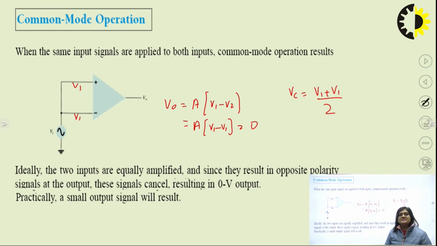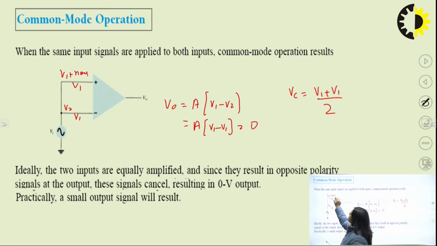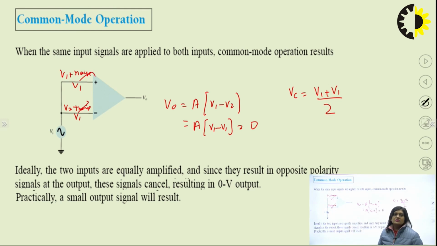Common mode operation is generally preferred for the rejection of noise, because if we have a signal V1 here and signal V2 here, V1 has noise like this and the same noise will be added at both ends. So this noise will be cancelled out due to the difference in the differential input.